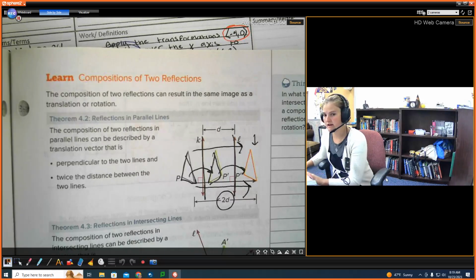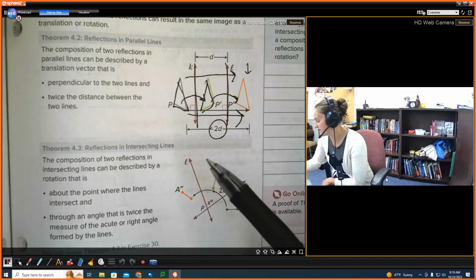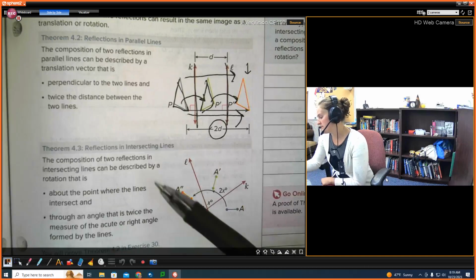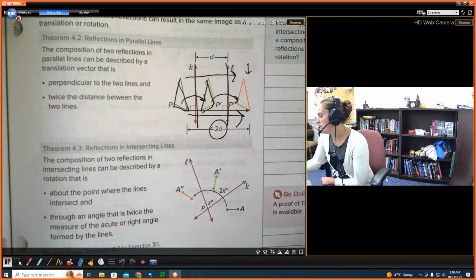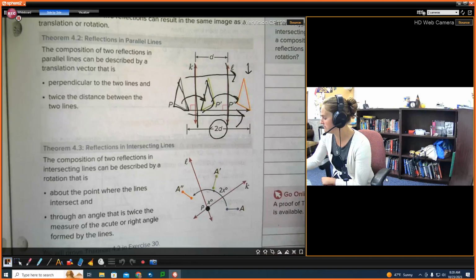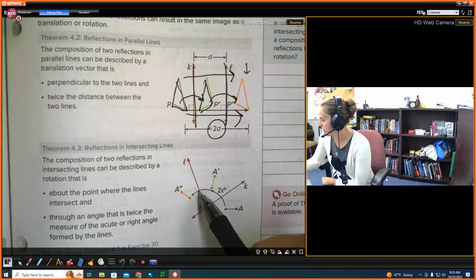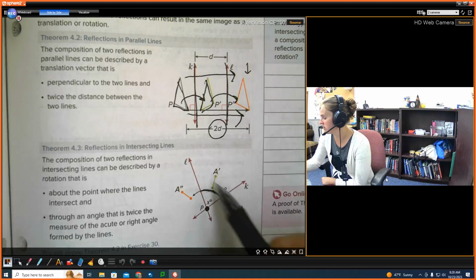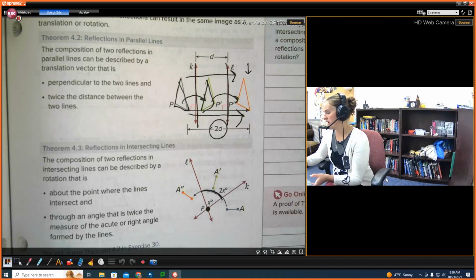Okay, and then theorem 4-3 is reflecting over intersecting lines. The composition of 2 reflections in intersecting lines can be described by a rotation. So this rotation is about the point where the lines intersect. So in this case, it would be about this point through the angle that is twice the measure of the acute or right angle formed by the lines. So whatever angle is formed by the lines, the rotation is twice that distance. Okay.